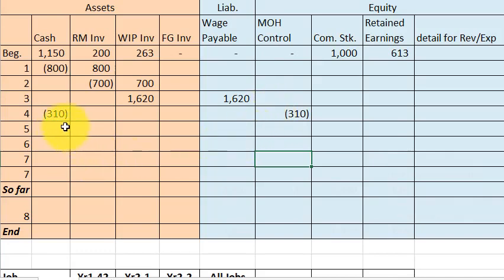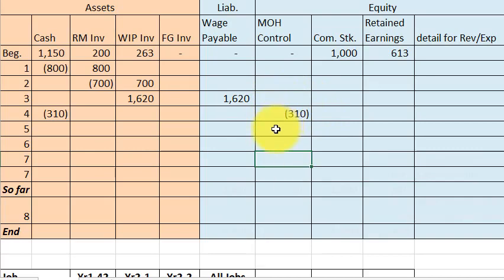Here's the entry. We decrease cash by $310, and instead of increasing the work in process account like we would if this was an actual costing system, because it's a normal costing system, instead the other side of the entry to account for our actual cost of overhead is in this manufacturing overhead control account. So to balance, it's going to be a negative balance.